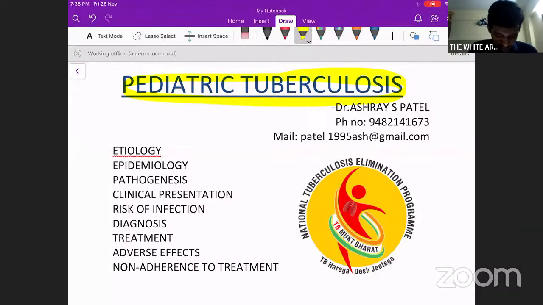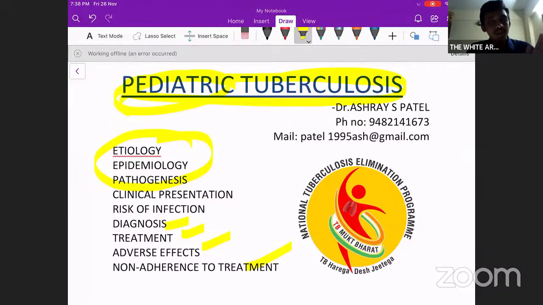Fine. We'll be discussing some of the basic aspects of tuberculosis, and then the diagnosis, treatment, adverse effects, and non-adherence to treatment. Other aspects like drug-resistant TB we'll cover in later sessions. Fine. And what is the importance of pediatric tuberculosis? Is it the same as adult tuberculosis? No, except for the etiological agent, most things are different. So let's see what the differences between pediatric and adult tuberculosis are, and what the guidelines in pediatric tuberculosis are as per the NTEP program.